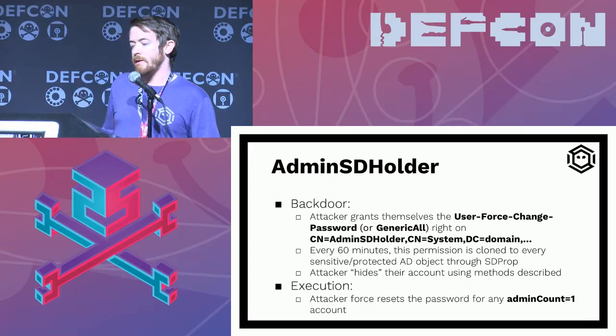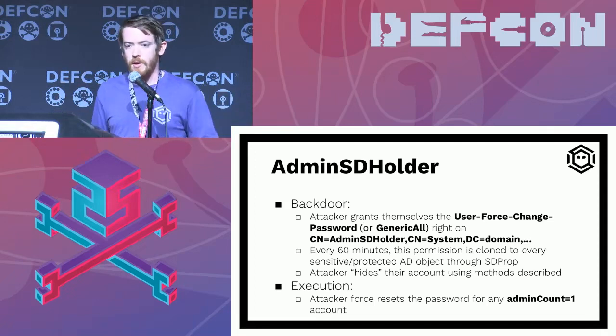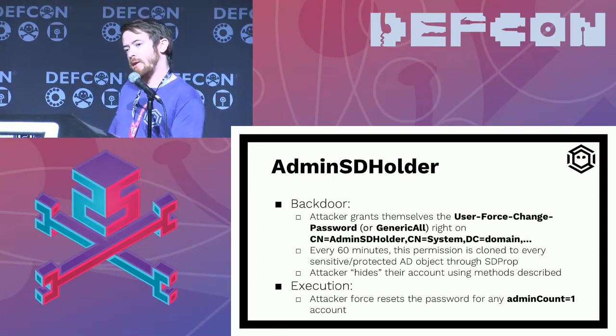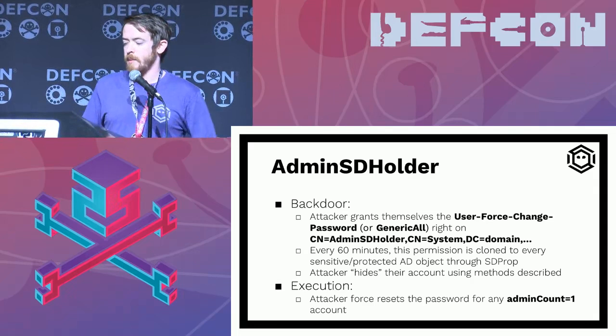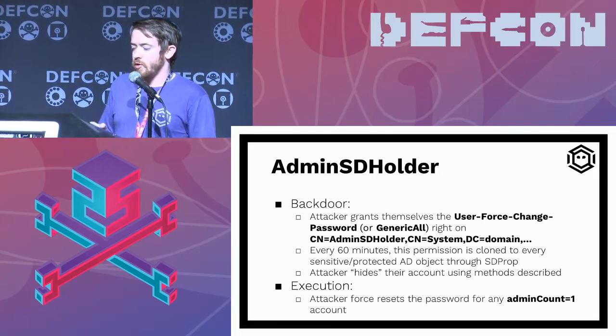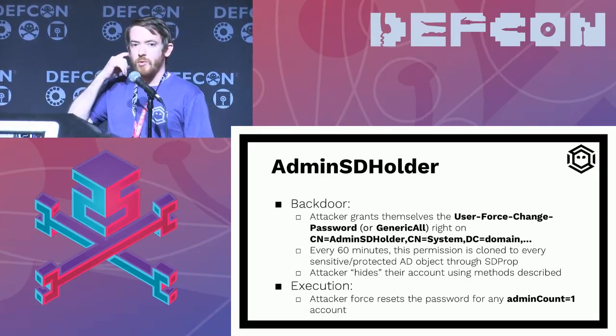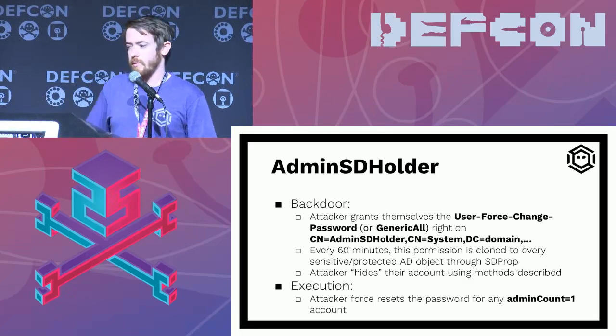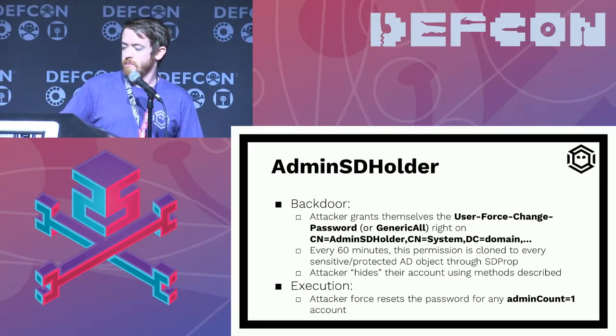Then the attacker hides their principal using the methods described. We don't want to hide the DACL here because this is going to be cloned off into every Domain Admin and Enterprise Admin and all that kind of stuff. But we can complicate it and make it look like an orphaned object. Then to execute, the attacker force resets the password for any account that has adminCount equals 1, any privileged account. And we have a demo for this too.